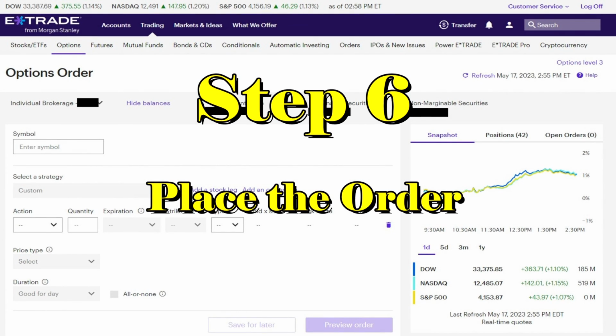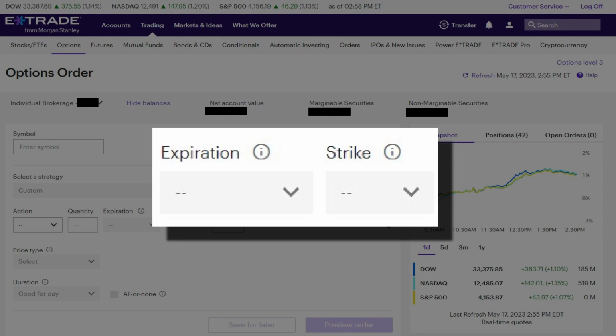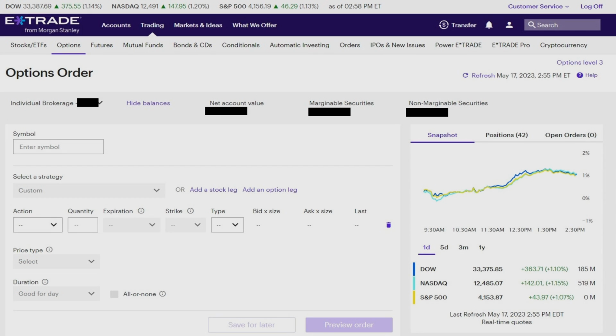Step 6. Place the order. You've opened an account and you've evaluated your risk tolerance. You've chosen a strategy and selected your strike price and expiration date. Now it's time to place the order. Once you've entered all of the information, double check everything. Make sure the strike price, expiration date, number of contracts, even the stock symbol are all correct before you place that order. Don't rush it.